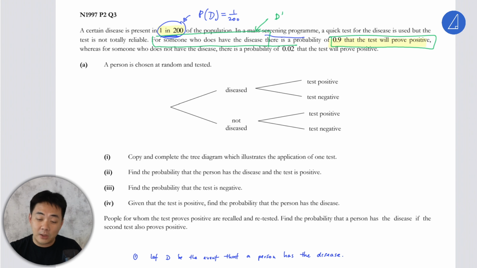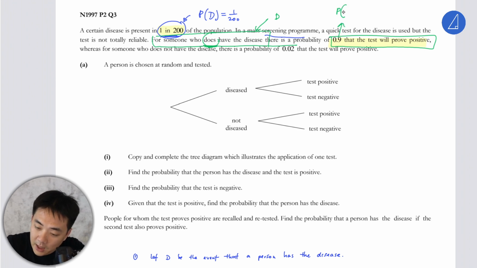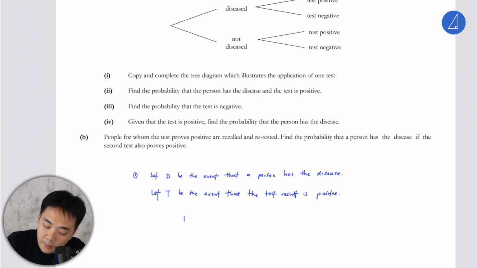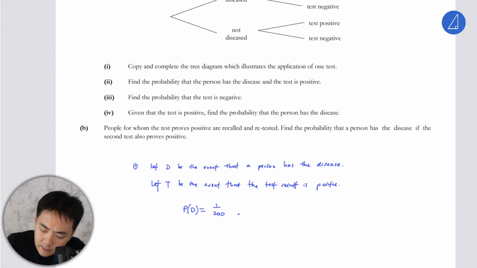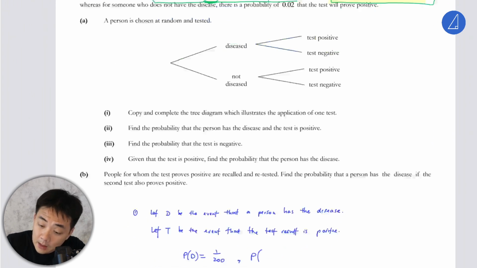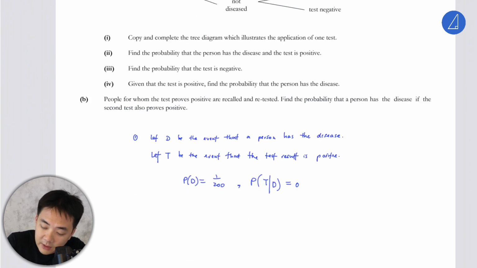If someone does have the disease, sorry, I read it wrongly. Someone does have the disease, then it's okay. Having the disease, that is 90%. So essentially this is the probability of testing positive given that you have the disease, which is 0.9. Write it down. So P(D) is 1 in 200, then P(T given D) is 0.9, it does have the disease.